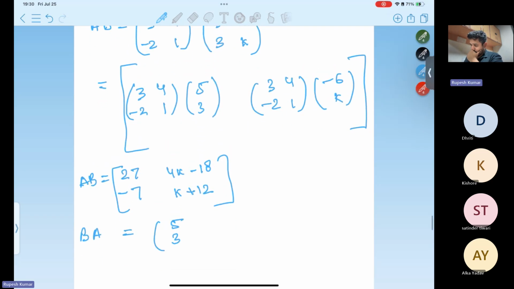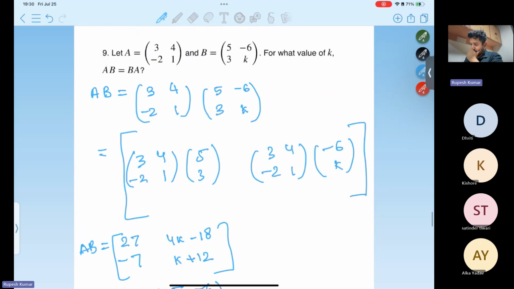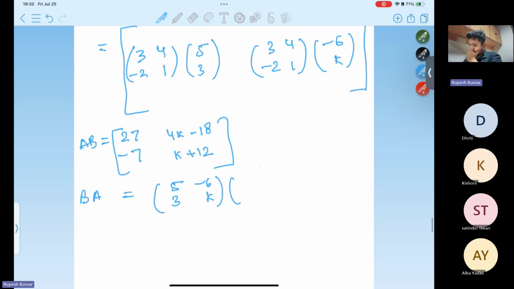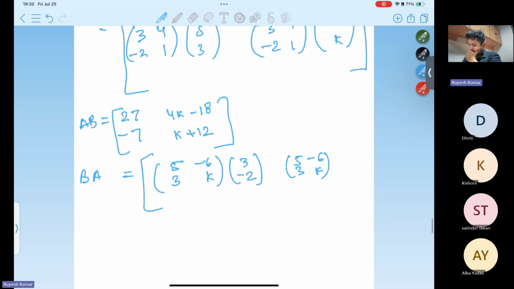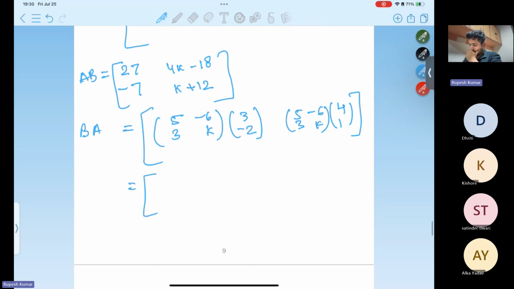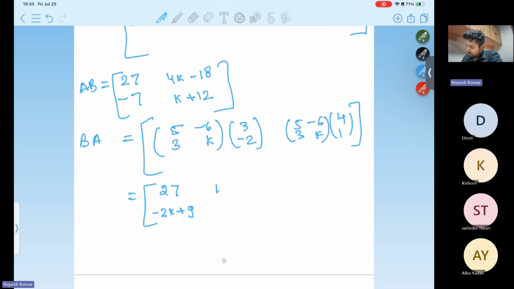5, 3 minus 6K. This is B and A is first row, first column, which is 3 minus 2, right? Again, 5 minus 6, 3K, 4, 1, right? Let's write this up. This becomes 5 3 are 15 plus 12, right? 27. Again, 3 3 are 9. So minus 2K plus 9, right? Again here 5 4 is 20 minus 6 14. So 4K minus 12 plus K. So K plus 12, right?